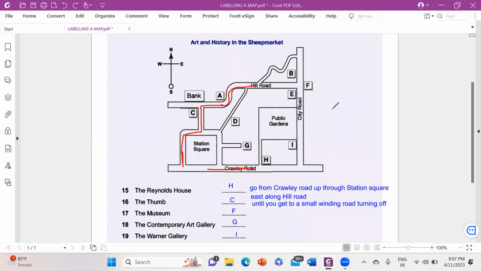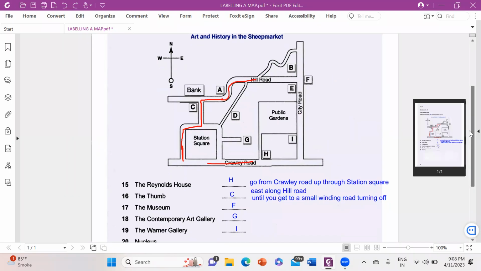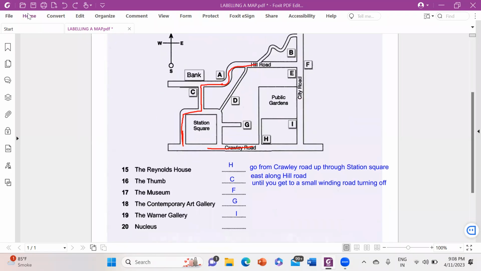winding road turning off. Now, what do you mean by turning off in directional language? Turning off means leaving one road in order to join another road. So that means leave Hill Road now. If you get this winding road, leave Hill Road and take this road. That is the meaning of turning off.